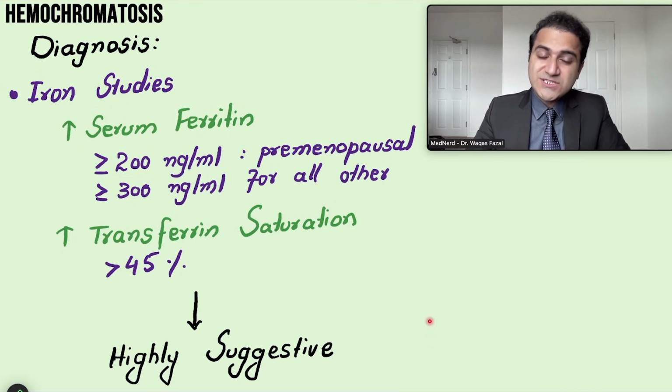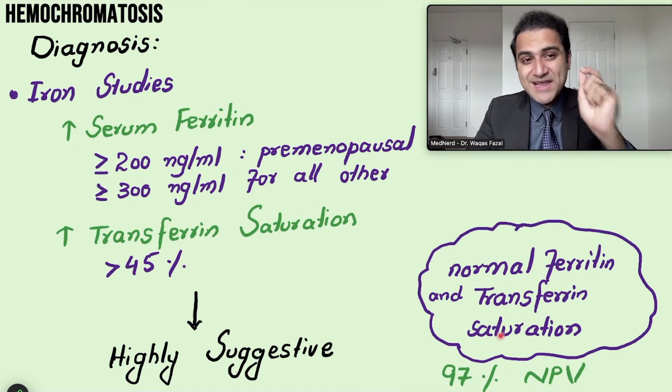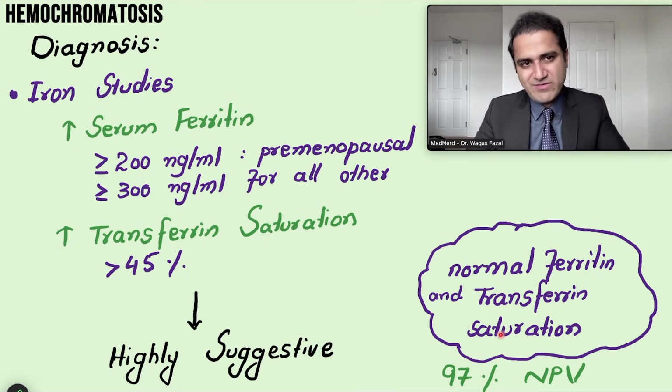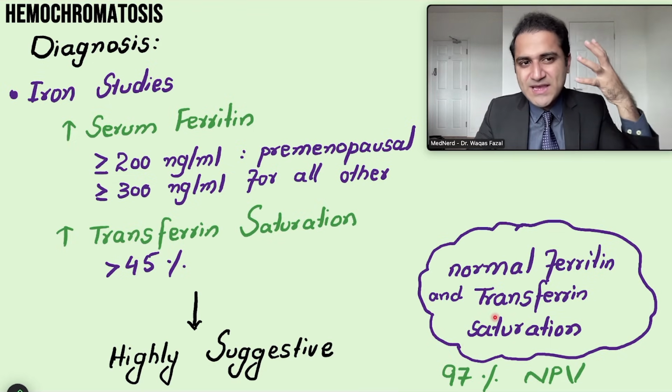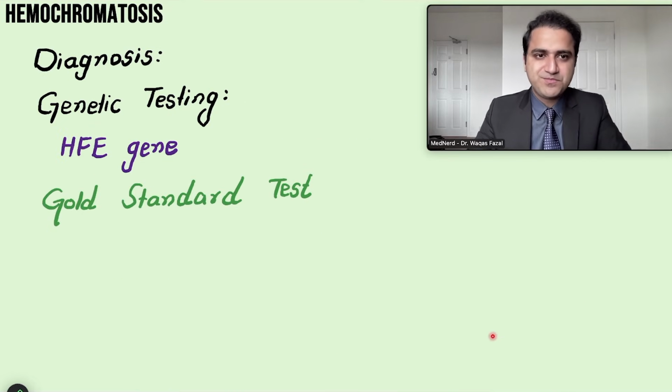And if in a patient you are suspecting hemochromatosis and you find normal ferritin and a normal transferrin saturation level, then it has a very high negative predictive value. Because if the patient is having normal ferritin and a normal transferrin saturation, 97% of the chances are that the patient is not having the disease. So it has a high negative predictive value if these tests are normal. So you don't need to go ahead for any other costly testing of the patient, because these tests would tell you that you can easily rule out hemochromatosis.